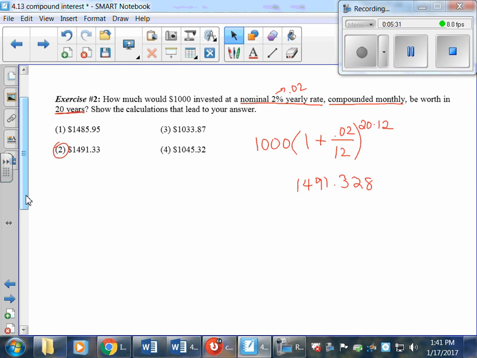All right, so rewind that if you need to go through it one more time. Remember, here it's our rate, but it's divided by 12 because we're talking about doing it 12 times a year. And then make sure that when you are raising it to your power, you're raising it to your 20 years times how many times you are calculating that per year. All right, so let's move on to exercise 3.